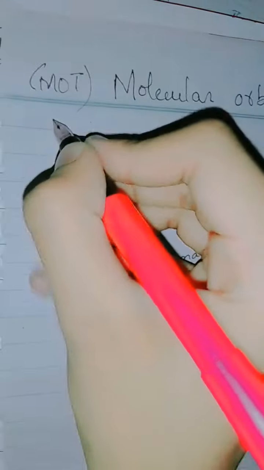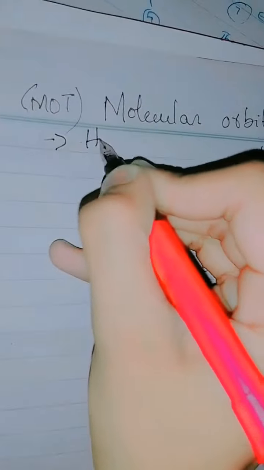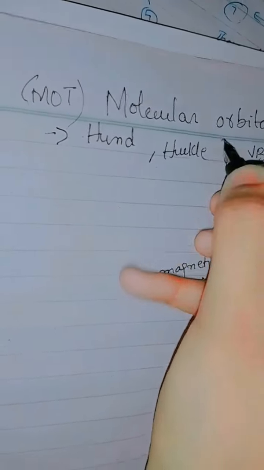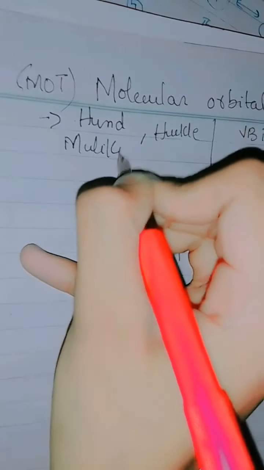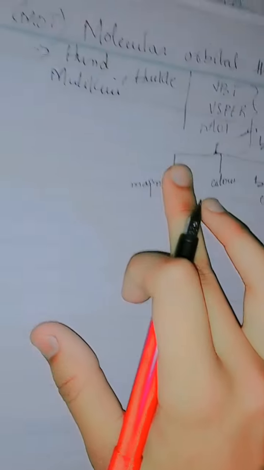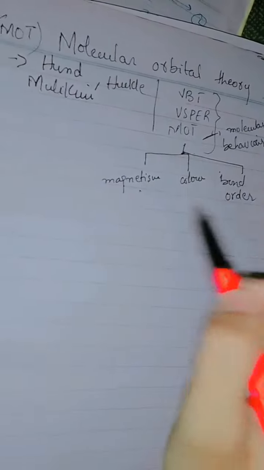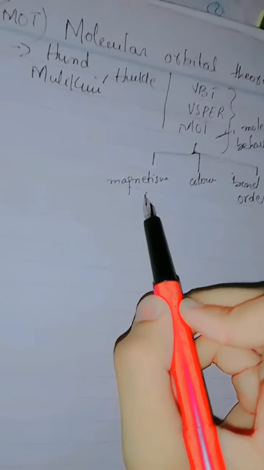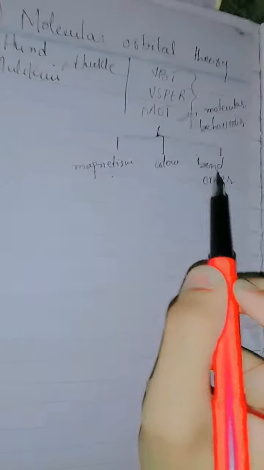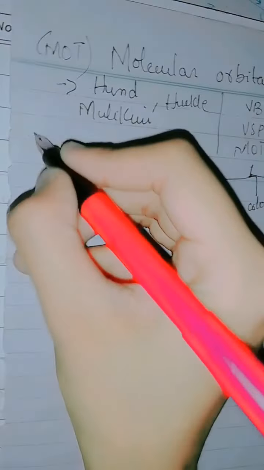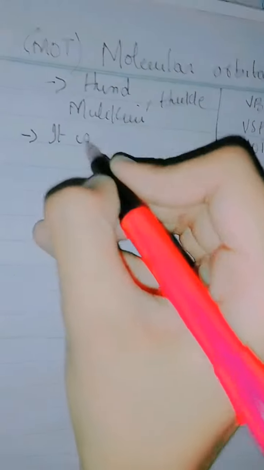So basically there were three scientists: Hund, Huckel, and the third one was Mulliken. These were the three scientists who discussed these properties, these behaviors of the molecule, that is magnetism, color and bond order.